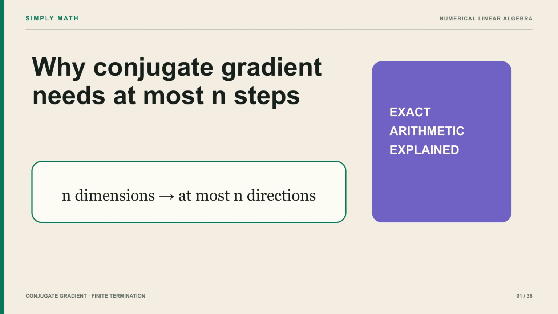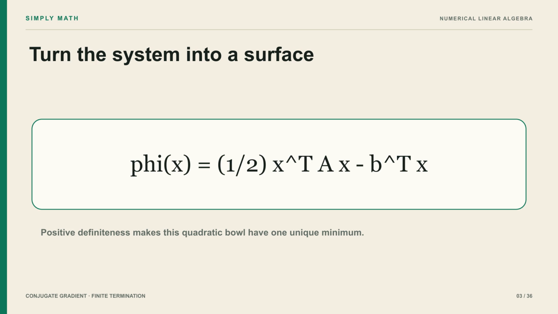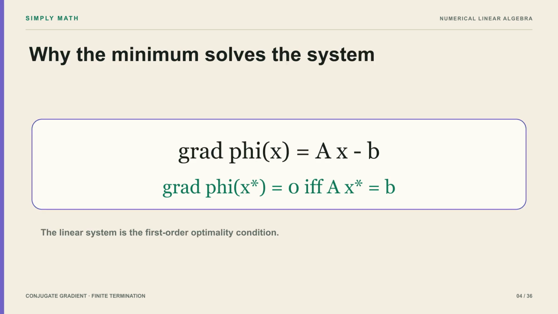Conjugate gradient can solve an n-dimensional linear system in at most n steps in exact arithmetic. Here is the reason. We want to solve Ax = b, where A is symmetric positive definite. The same solution is the unique minimum of this quadratic function. Its gradient is Ax minus b, so the minimum satisfies exactly the original linear system.